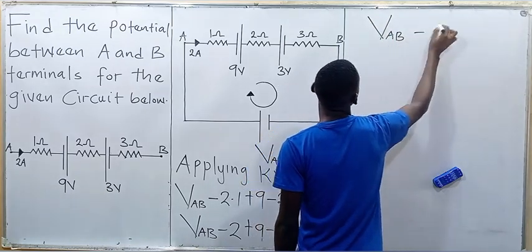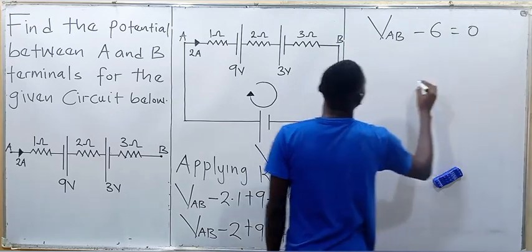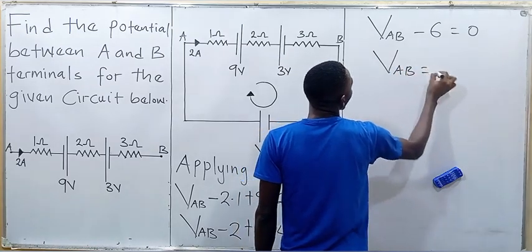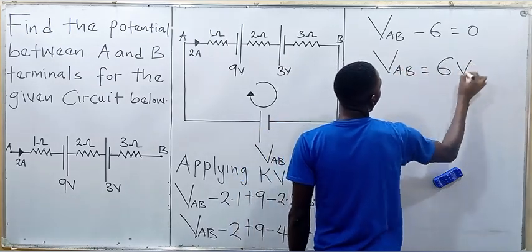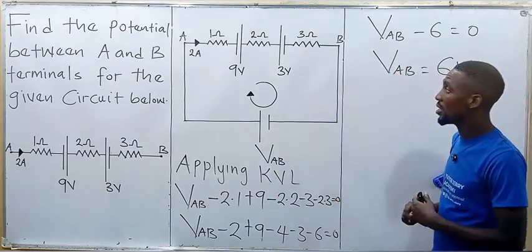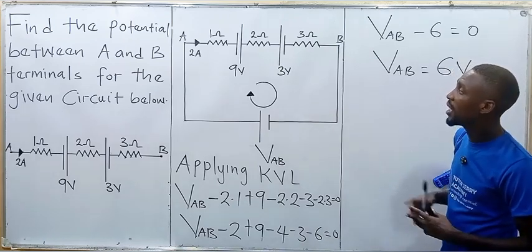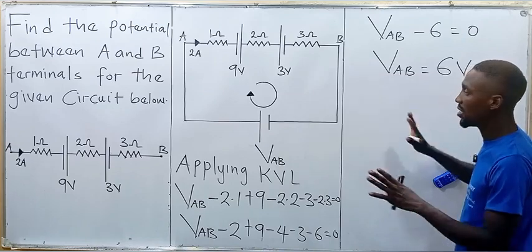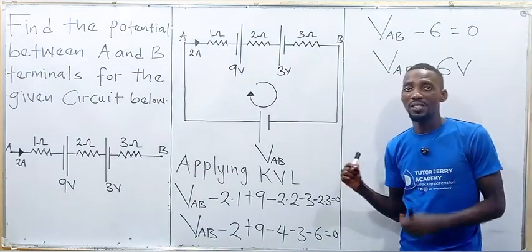So we are going to have VAB minus 6 equals 0. So the potential will be equal to 6 volts. So here is the solution of the question, that is the potential between terminal A and B is 6 volts. So this is how to go about the question.